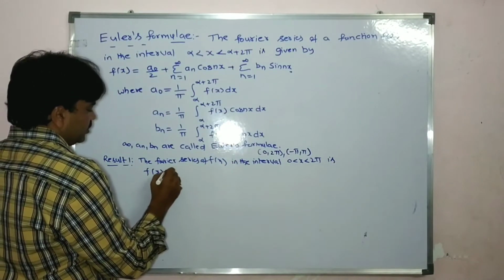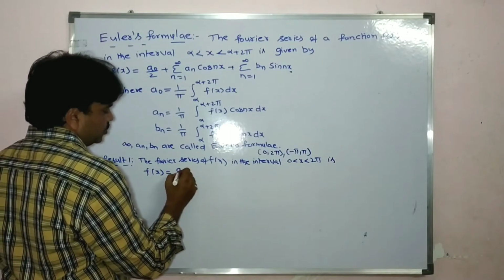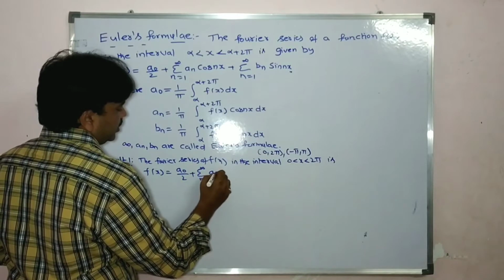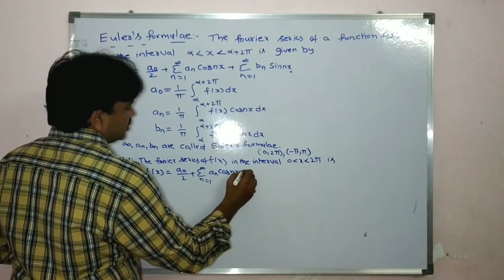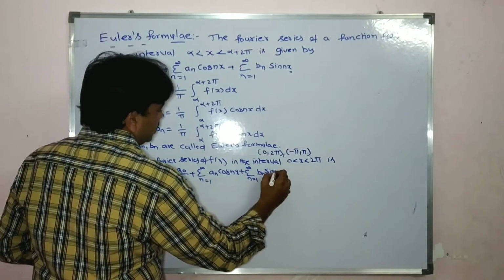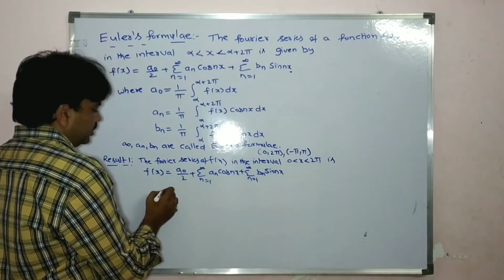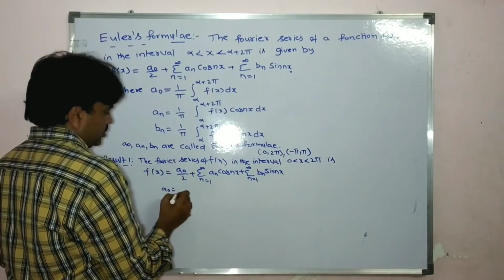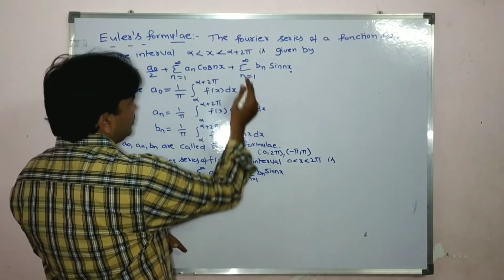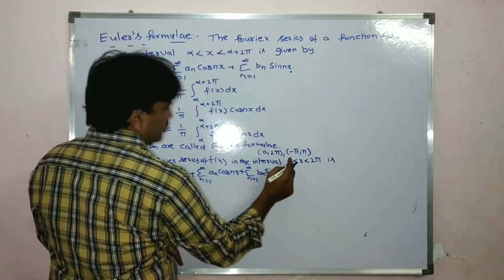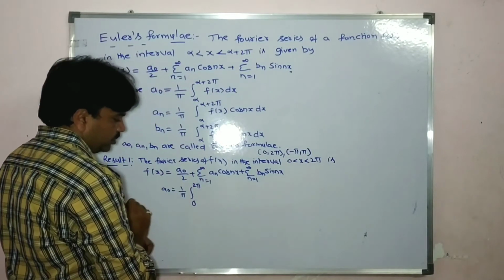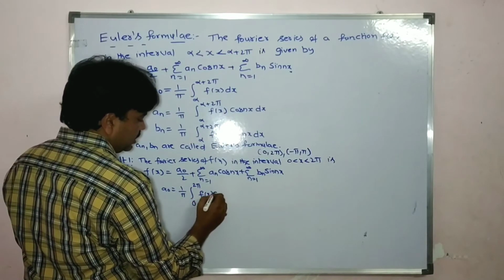What is f of x, students? Here f of x is equal to a naught by 2 plus, this time, students, sigma n is equal to 1 to infinity a n cos nx plus sigma n is equal to 1 to infinity b n sin nx. Here the a naught value limits are changed, students. a naught is equal to 1 by pi integral. Previously we had alpha to alpha plus 2 pi, students. Now here 0 to 2 pi. So you just write 0 to 2 pi, f of x dx.